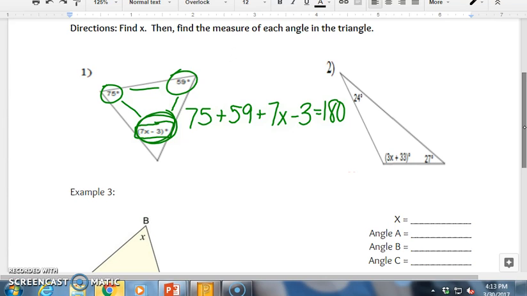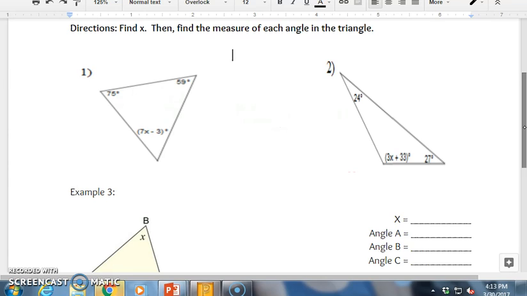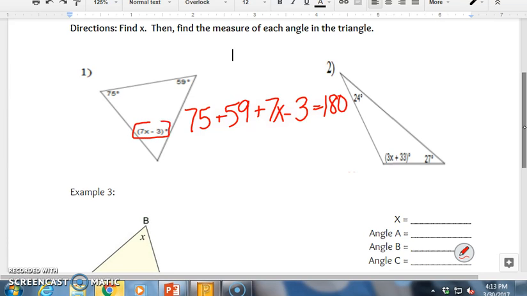Now guys, when I wrote that 7x minus 3 into my problem, I dropped the parentheses, because the only reason they have the parentheses around that is so that you don't separate these while they are inside of the triangle, okay? So I went ahead and dropped it.